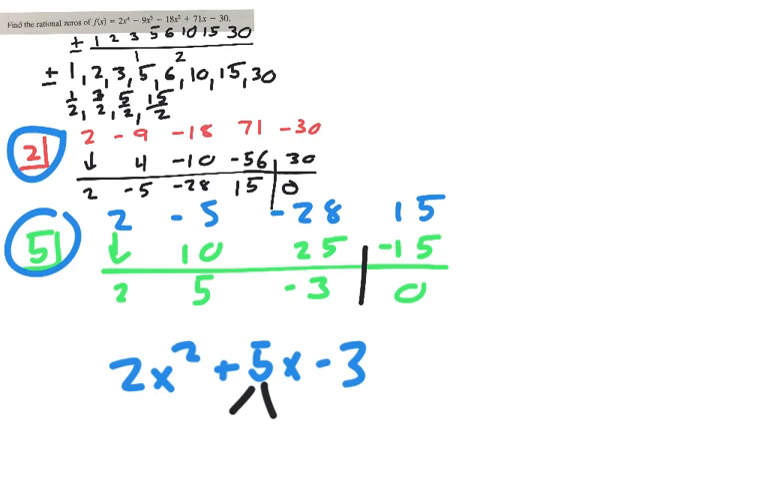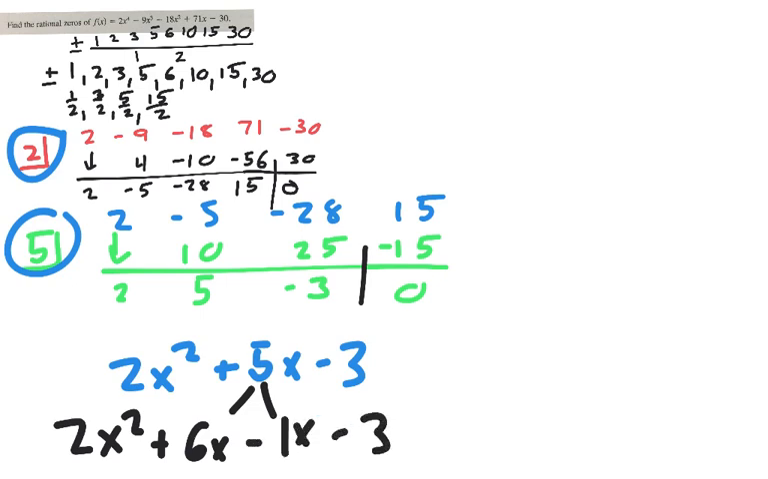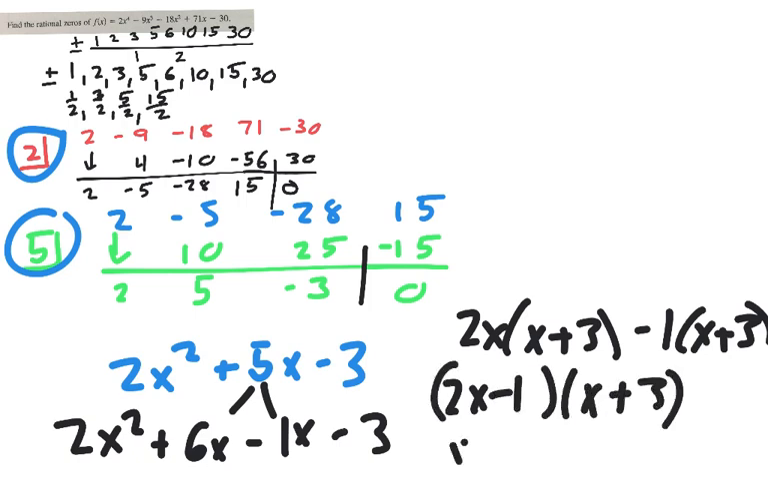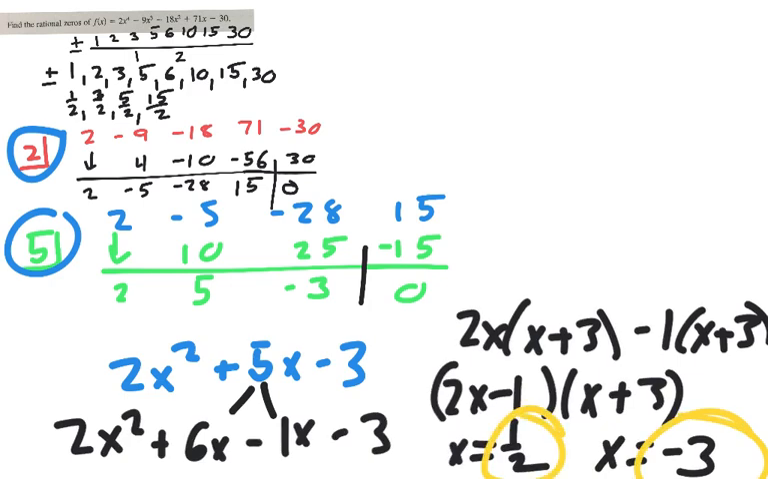So that's going to be 2x squared plus 6x minus 1x minus 3, which is going to give me 2x times x plus 3, negative 1 times x plus 3, which is 2x minus 1 times x plus 3, which is going to give me intercepts at 1/2 and at negative 3. So my 4 x-intercepts are negative 3, 1/2, 5, and 2.